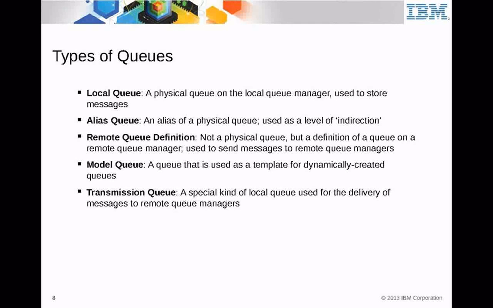And then a transmission queue is a special queue that's used by the queue manager to talk to another queue manager. So I mentioned local and remote. If you're trying to get a message from a local queue manager over to a remote queue manager, MQ would use a transmission queue to get that message over there.